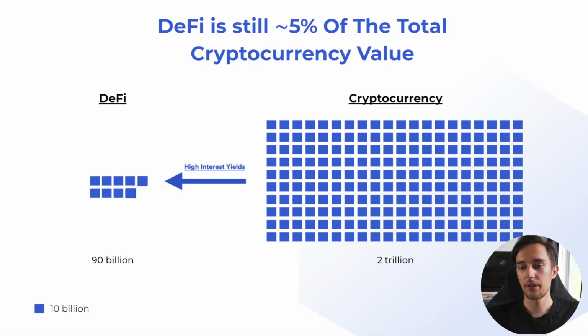Now, I hope that you understand a bit more about smart contracts. There are some problems that smart contracts face, which you will see in a second. But before we do that, I want to talk about the industries and the potential that smart contracts can have. Here you can see that DeFi, or decentralized finance, is still only 5% of the total cryptocurrency value, which is around, I think, $2.3 trillion right now.